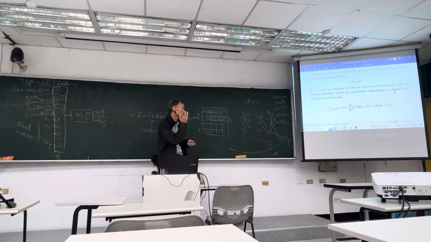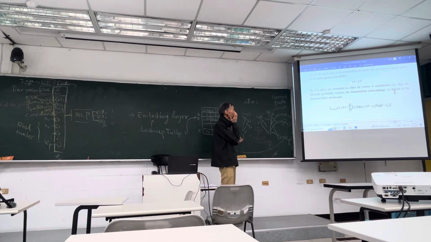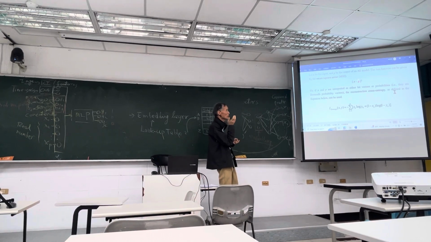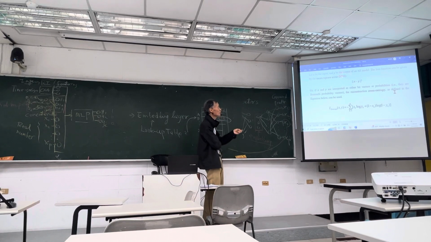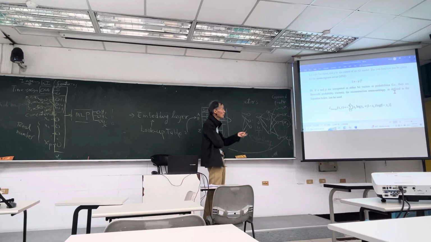Basically for the autoencoder, the loss function is simply measured by mean square error. MSE, where X is the input and Y is the output. We try to minimize the reconstruction error. But if X, or Y, we interpret it as the probability, because you can always use softmax, right? You can always use softmax. Then in that case, you can use the cross entropy.